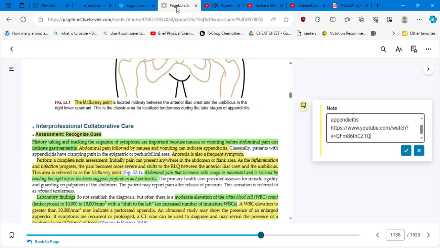Perfect. So there you go. You learned three different assessments for appendicitis. Plus, there was one that I showed in another video.